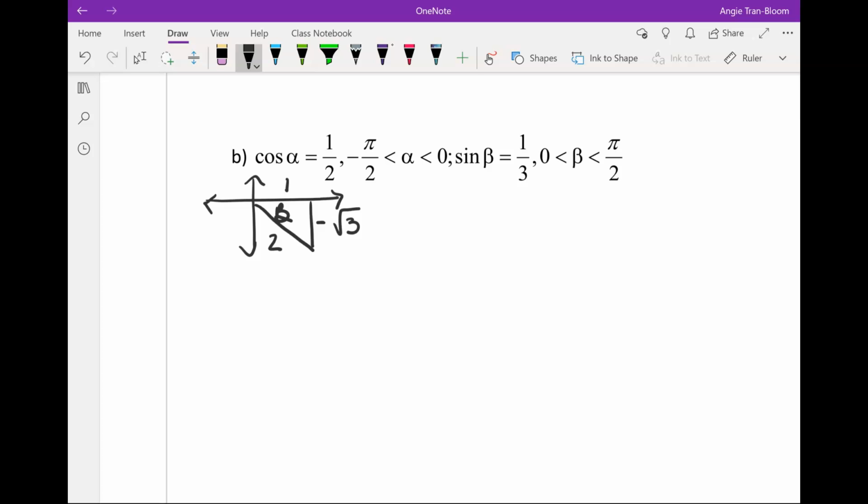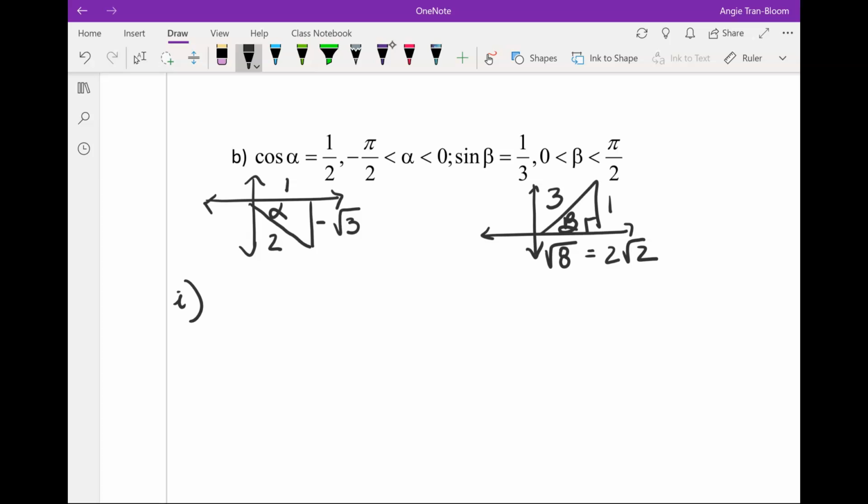You're wrong, okay? So, beta, Emily, what quadrant did you draw beta in? First quadrant. Yes, very good. For this one, oops, I'm sorry, the first one's alpha. For this one, as you can see, they give you sine, so that means opposite is 1, hypotenuse is 3. What's the adjacent leg? Rad 8. Don't forget, simplify that for me. What's rad 8? 2 rad 2. Very good. Problem 1 wanted us to find something. I forgot. Claire, what was problem 1 wanting us to find?